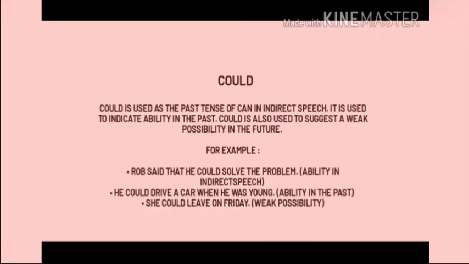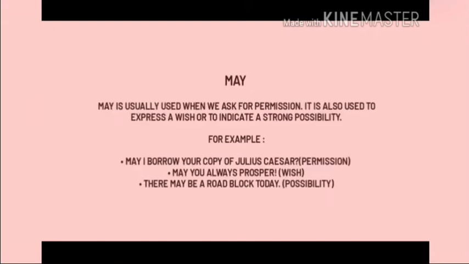Next, could is used as the past tense of can in indirect speech. It is used to indicate ability in the past. Could is also used to suggest a weak possibility in the future. For example, Rob said he could solve the problem. Ability in indirect speech. He could drive a car when he was young. This is ability in the past. She could leave on Friday. This is weak possibility.